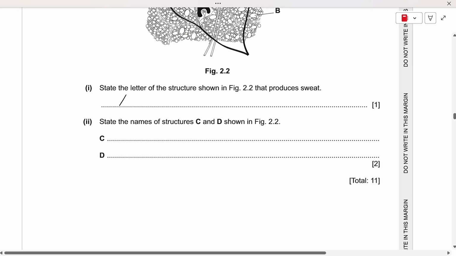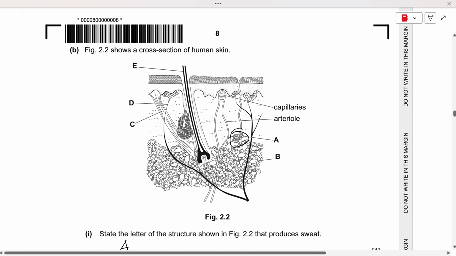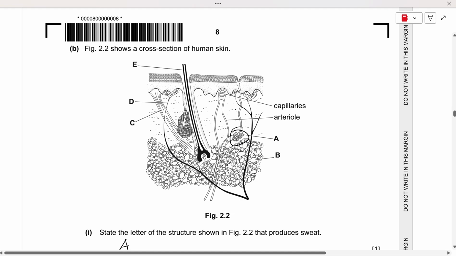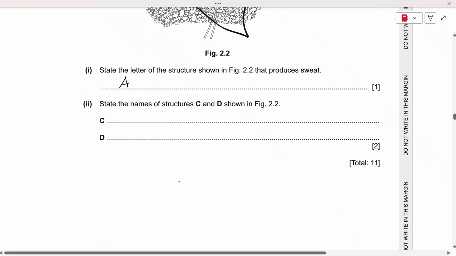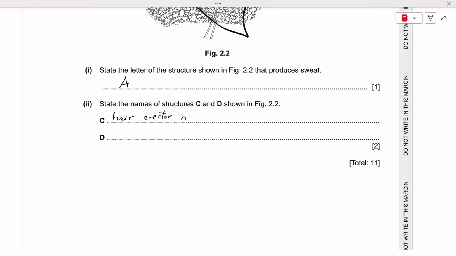State the names of structures C and D. Let's look at structure C first. Structure C is this part over here. What is the name of this structure? This one here is the hair erector muscle. And then D is this part over here. D is usually representing the sensory neuron that is carrying this particular impulse. So C is hair erector muscle, and D is sensory neuron.